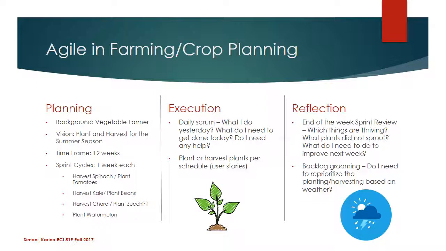So that's Agile in farming or crop planning. Again, Agile is just fostering the feedback loop, bringing in time to talk about what is going well and what's not going well, and how can we improve. It can be applied in so many ways, whether you're a small farmer or you're a large-scale farmer with a lot of farmhands.